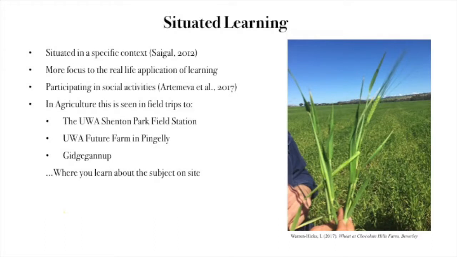Situated learning is learning in the context of the content. It provides for more focus to the real-life application of learning. Agriculture involves a large situated learning content with multiple field trips throughout the course.